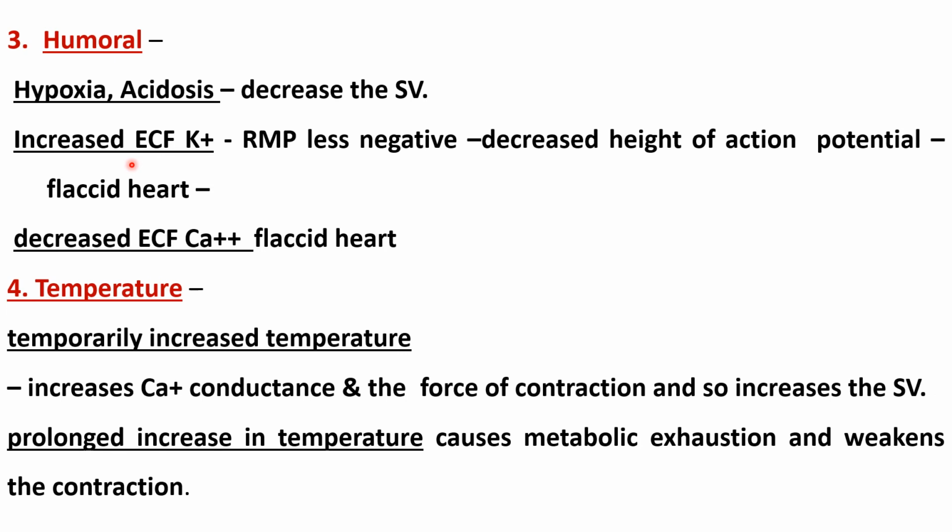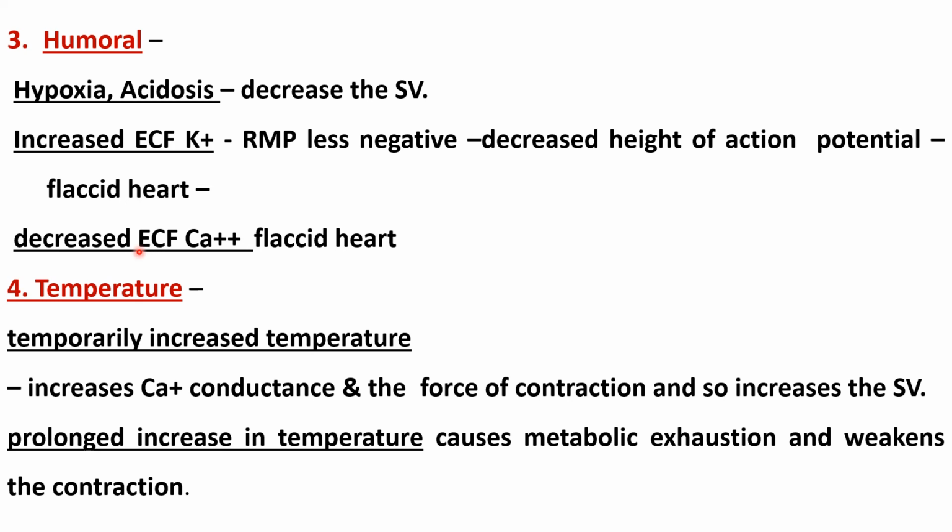Increased ECF potassium level, this makes the resting membrane potential less negative. To learn this, you will have to go back to your nerve muscle physiology. When the RMP is less negative, meaning if it is minus 70 instead of minus 90, the height of action potential is decreased, and because of that force of contraction is flaccid.